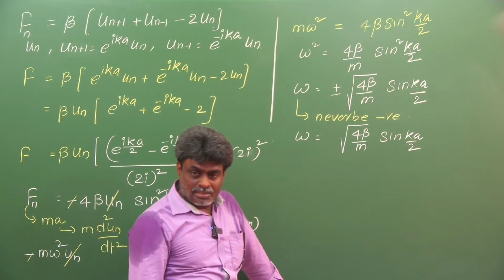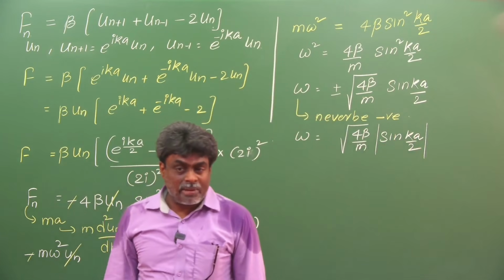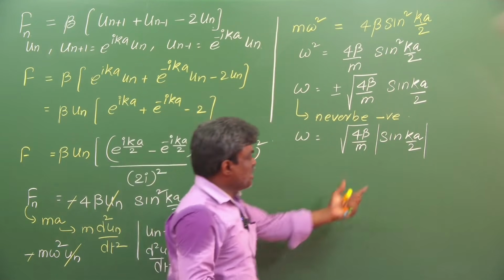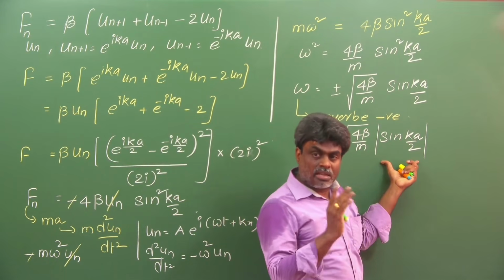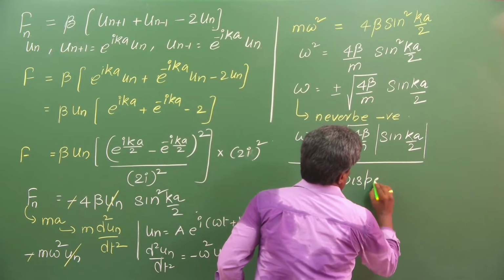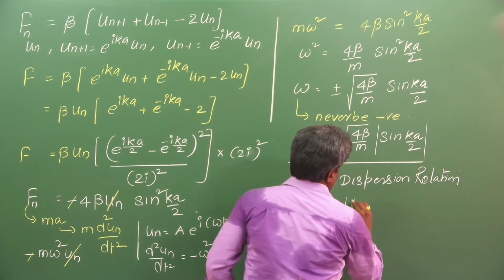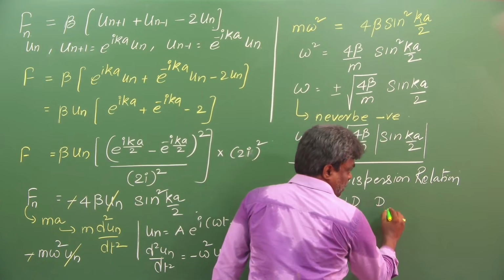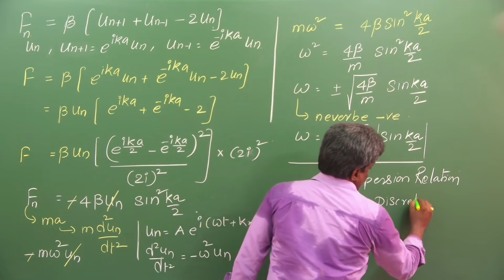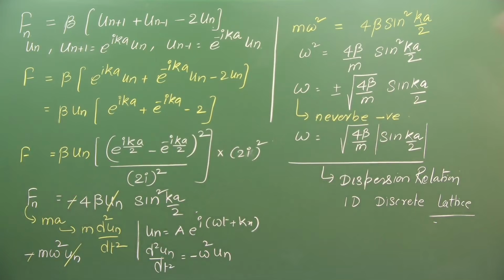Think. Because the sine ka by 2 may be negative. That's why in the books they will write the magnitude for this. The reason is omega is always positive. That's it. And this is the great dispersion relation, the dispersion relation for 1D lattice. Which lattice? Discrete or continuous? 1D discrete. Small algebra, no need to copy, do it yourself. A plus b whole square, nothing else.